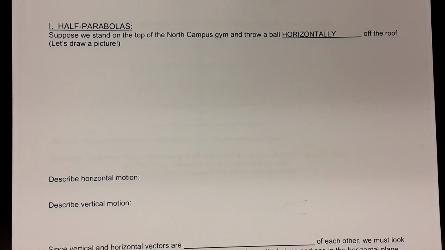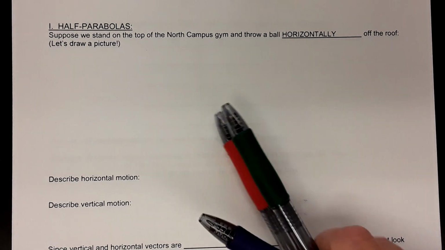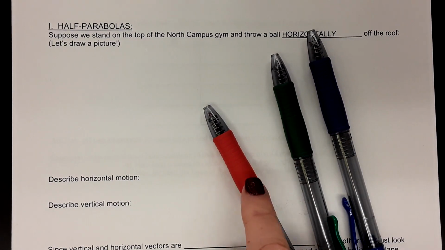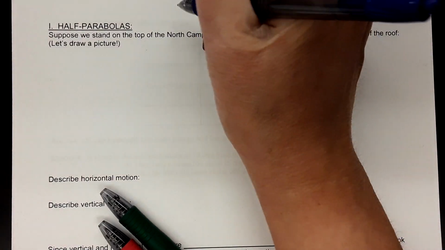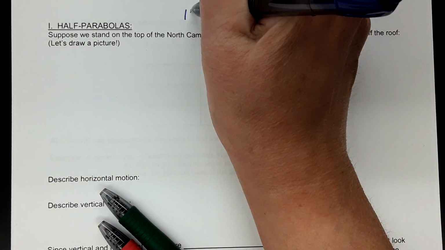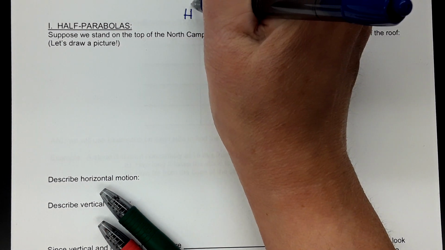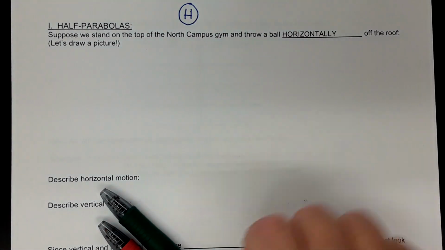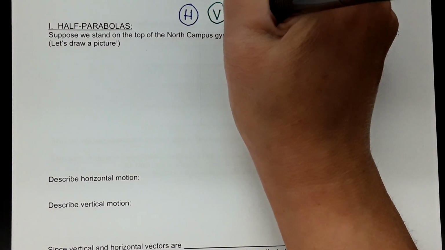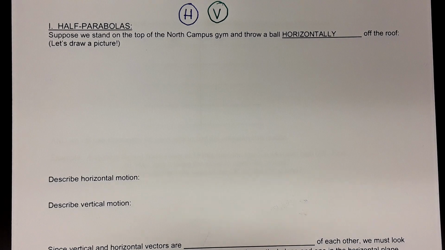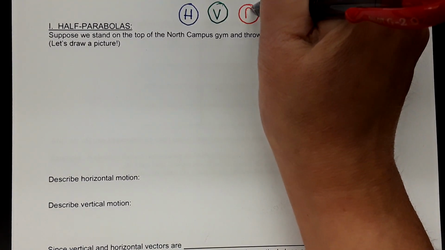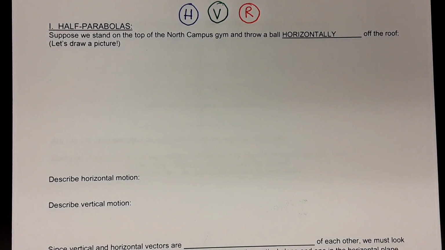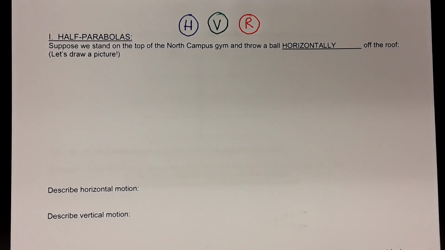Now, let's suppose, and we're going to be doing some diagramming. In fact, I'm using red, blue, and green, and I'm going to make a little key right up here at the top. I'm going to use blue for horizontal, and I'm going to use green for vertical motion, and I'm going to use red for anything else like resultants, the combination of the two, okay?